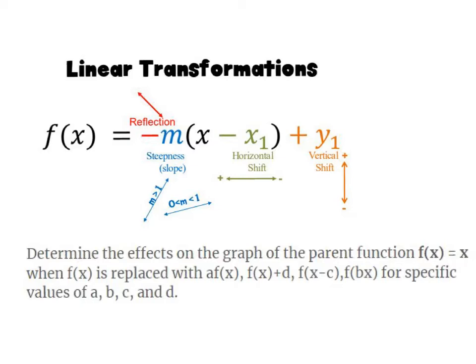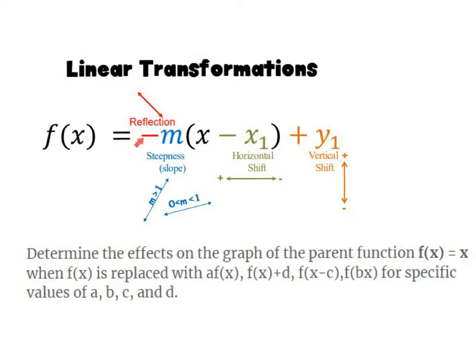All right, we're going to be using this diagram here. This says f of x equals negative m times x minus x1 plus y1. So the parent function here is f of x equals x. What happens to our parent function when we add a number here that's greater than 1? Or what happens when we add a number that is less than 1? You can see here, greater than 1 is steeper, less than 1 is shallow or less steep.